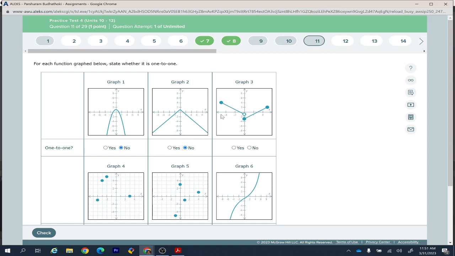This one, no horizontal line is going to intersect at more than once. So this is yes. Remember, an open circle means no point. Solid means it's a yes point.